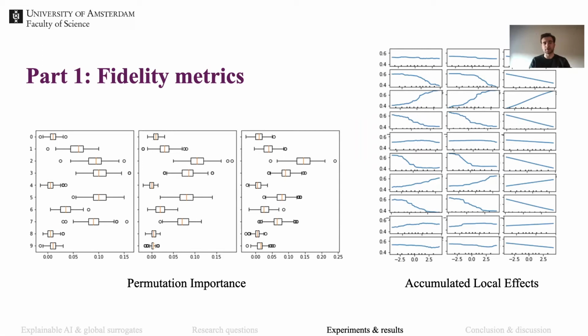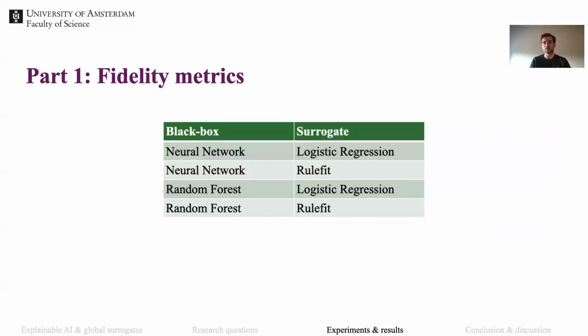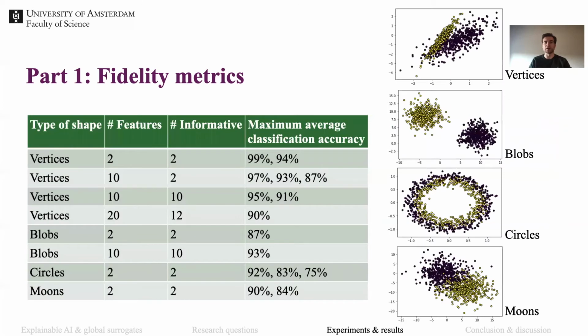We applied these metrics to 2 black boxes and 2 white boxes each, resulting in a total of 4 surrogates to compare. These models were trained on 15 variations of generated binary classification datasets. The last column in this table shows the classification difficulty for each dataset as the average accuracy of the best performing black box model. Every classification score represents one data generation configuration. We generate data of 4 different types of shapes, for each of which a 2D example is shown on the right side of the slide.